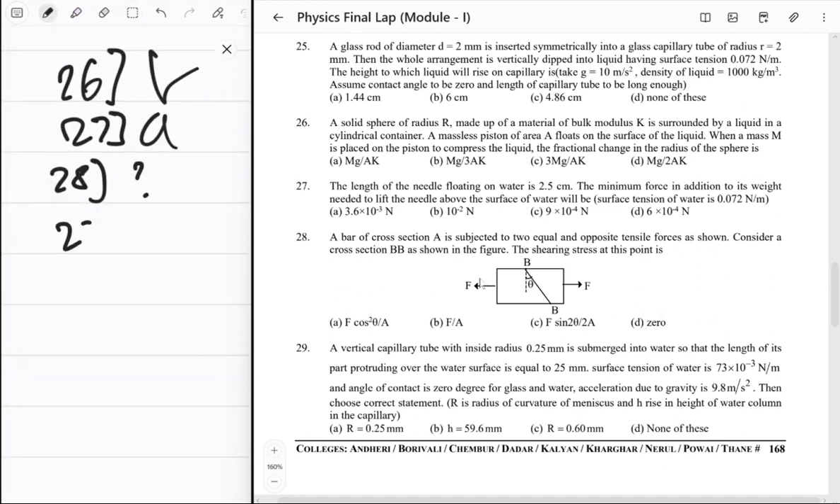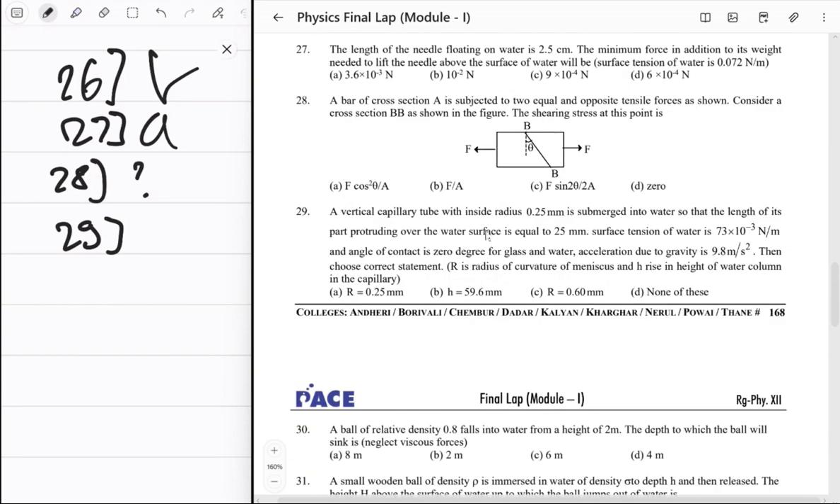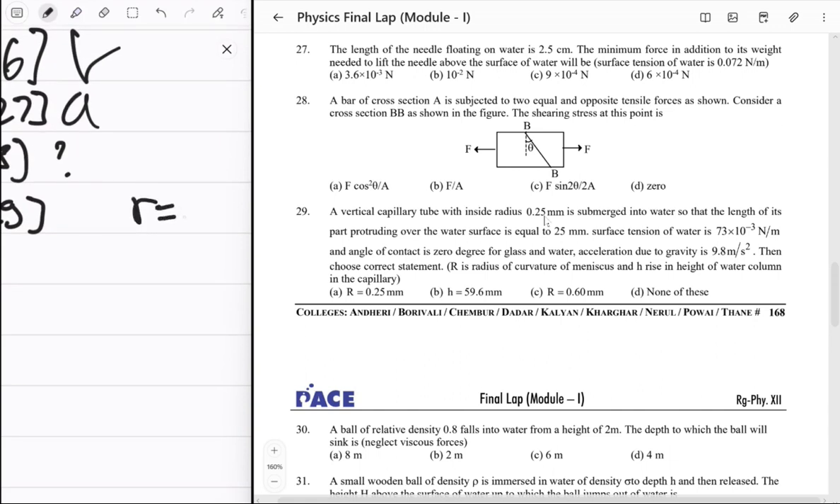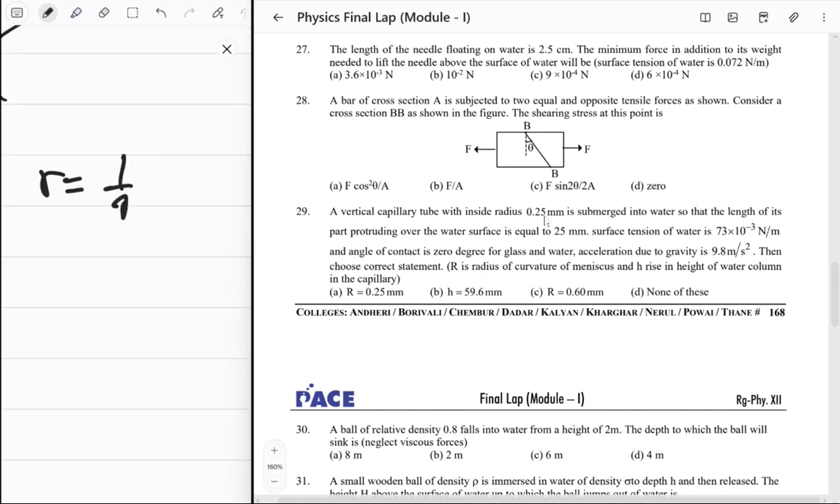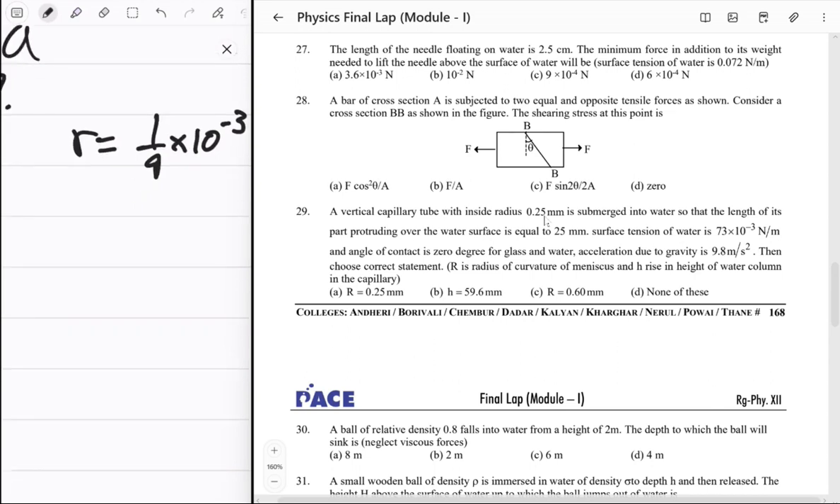Next question, 29. A vertical capillary tube, inside radius कितना है? Small r is equal to 0.25 millimeters, like 1/4 millimeter. Yeah, whatever. 1/4 times 10 power negative 3. Okay, और क्या है? Submerged into water so that the length of its part protruding above the water surface is equal to 25 millimeter.